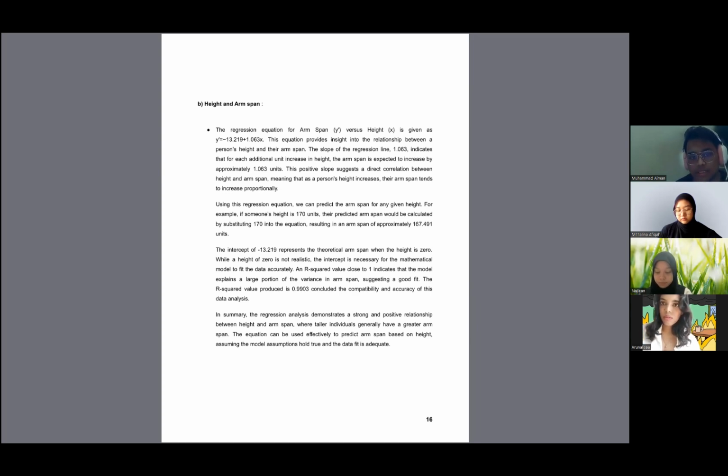So using this regression equation, we can predict the arm span for any given height. For example, if someone's height is 170 units, and we add it to the formula of y is equal to negative 13.216 plus 1.063x times 170, the prediction would result in an arm span of approximately 167.491 units. Next one.